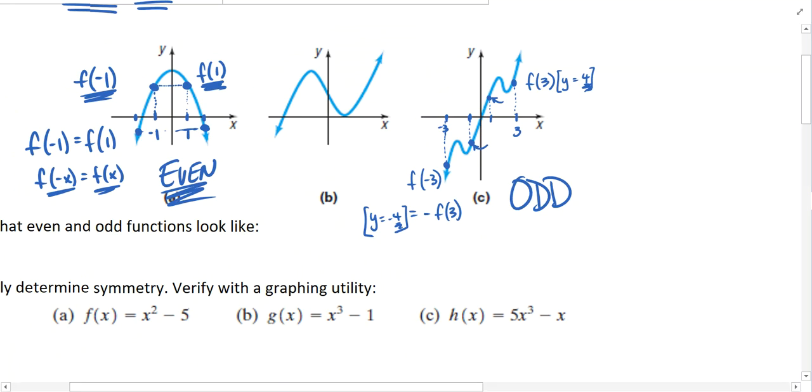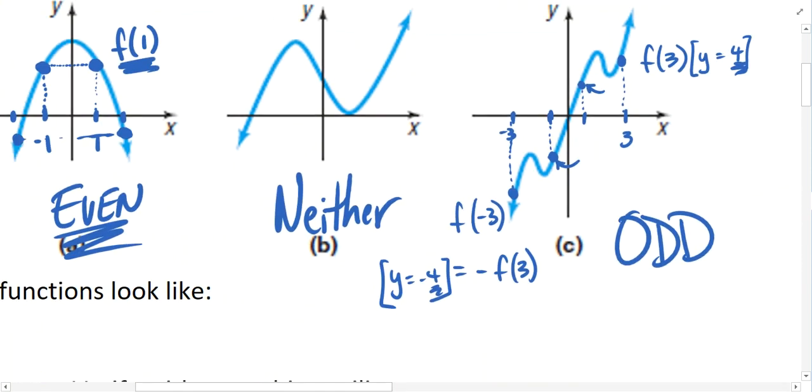Now this example in the middle we would say is neither even nor odd, and a single counterexample would be sufficient to indicate why this is not even and why it's not odd. So let's choose this x value right here. I'm not really sure what it is, but f of x is the y coordinate right here. f of x is equal to 0.